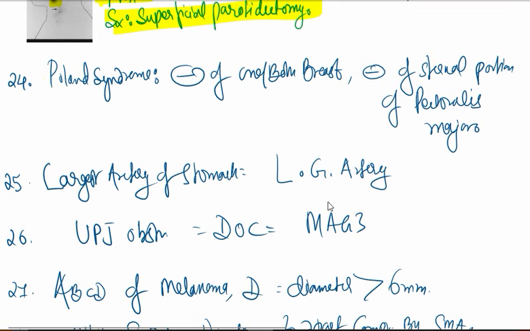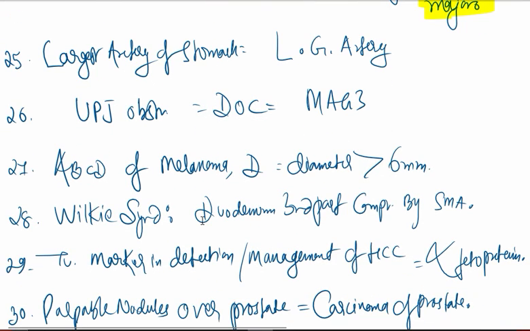Next condition is Poland syndrome. This is the absence of one or both breasts with absence of the external portion of pectoralis major. Next, the largest artery of the stomach is the left gastric artery.